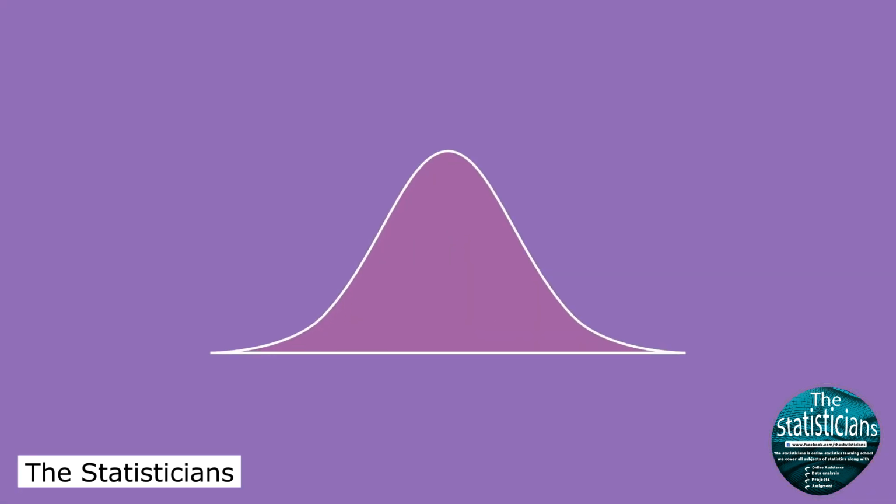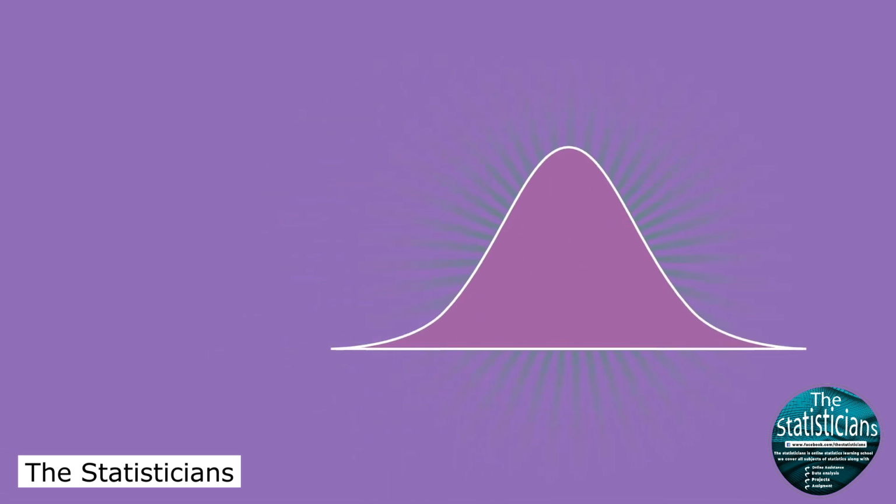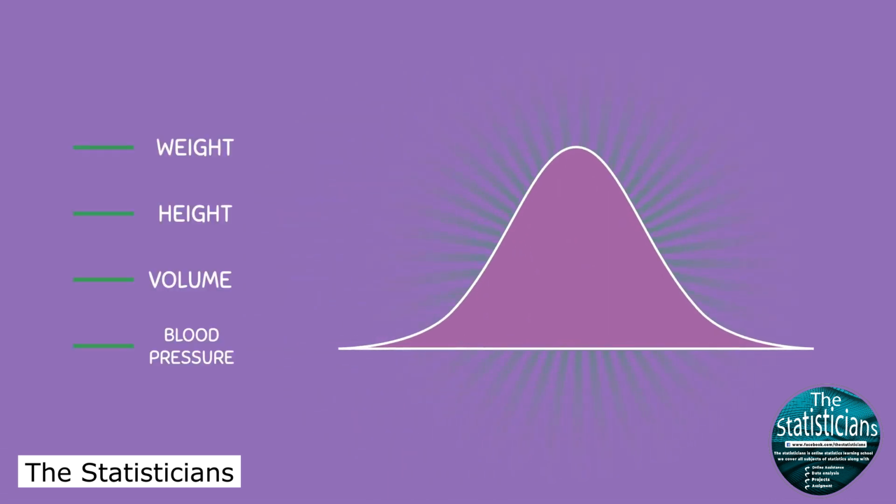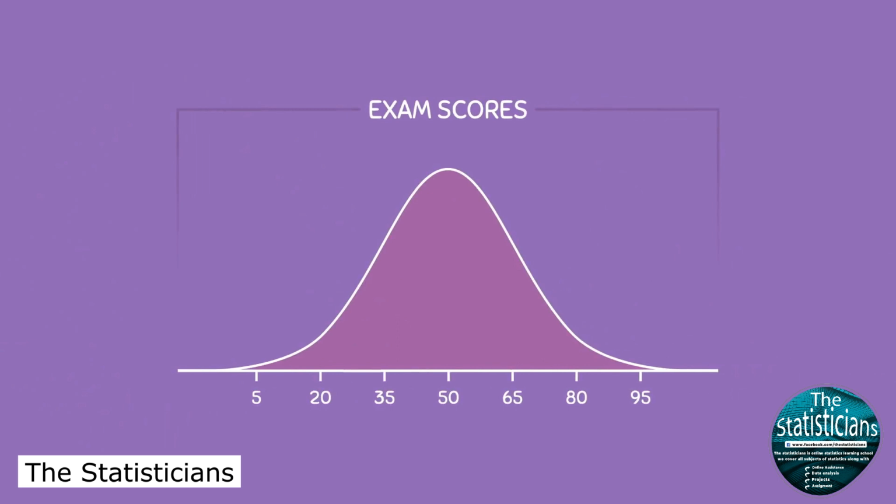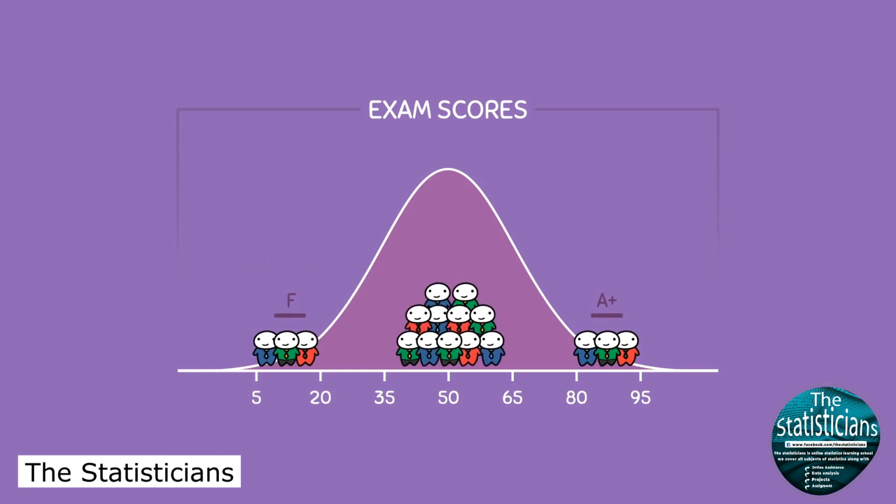The normal distribution and its shape actually arises from many different variables found in nature, such as weight, height, volume, blood pressure, and many more. This is why the normal distribution is commonly studied. For example, exam scores are known to follow a normal distribution. Some people do great on exams, some people do poorly on exams, but a large majority of people score near the average or the mean. In this example, the average exam score is 50 because it is located in the middle of the curve.